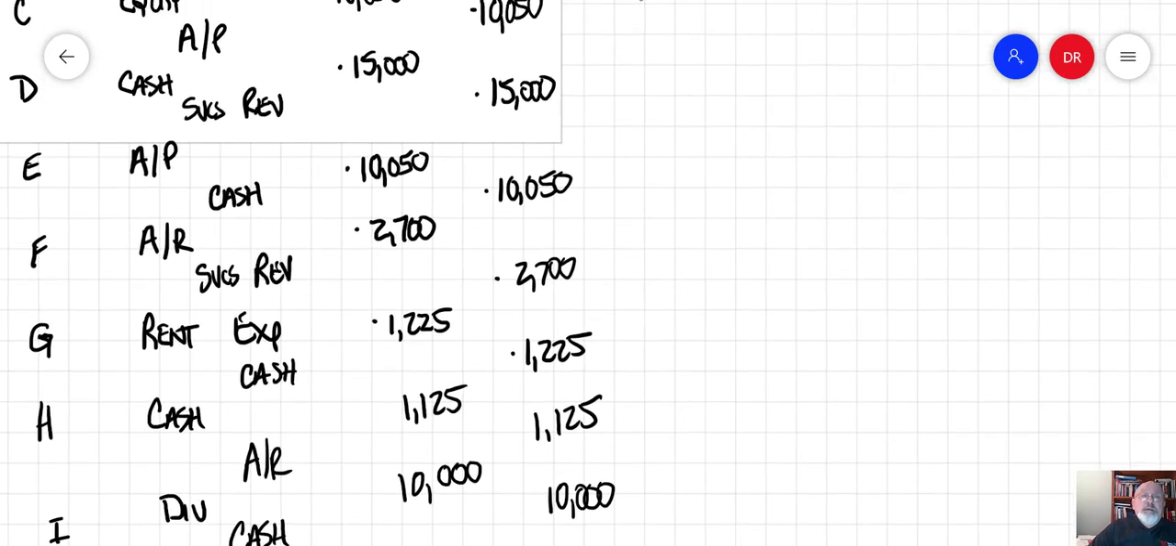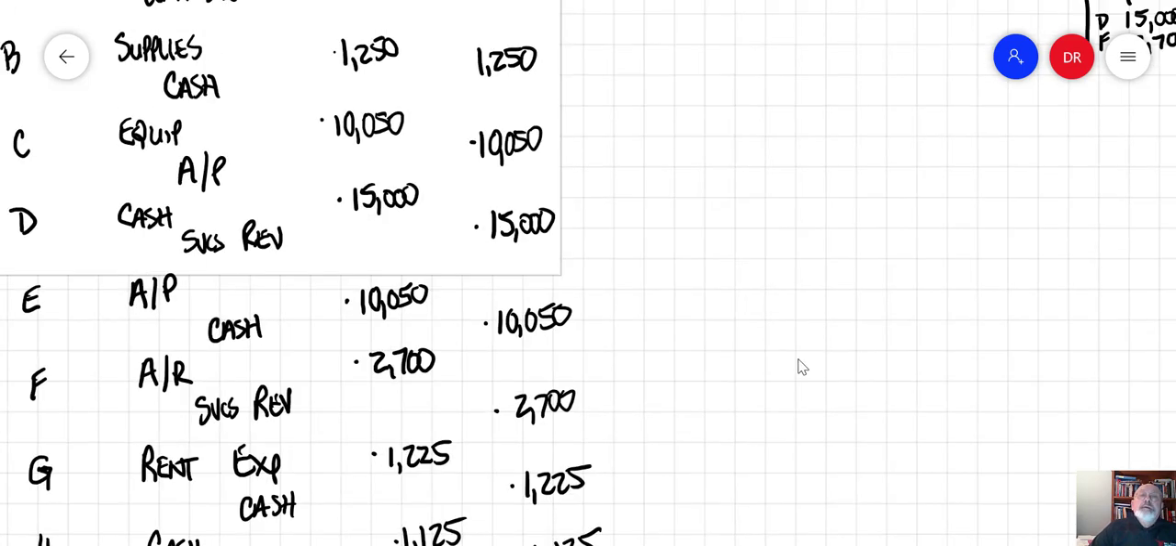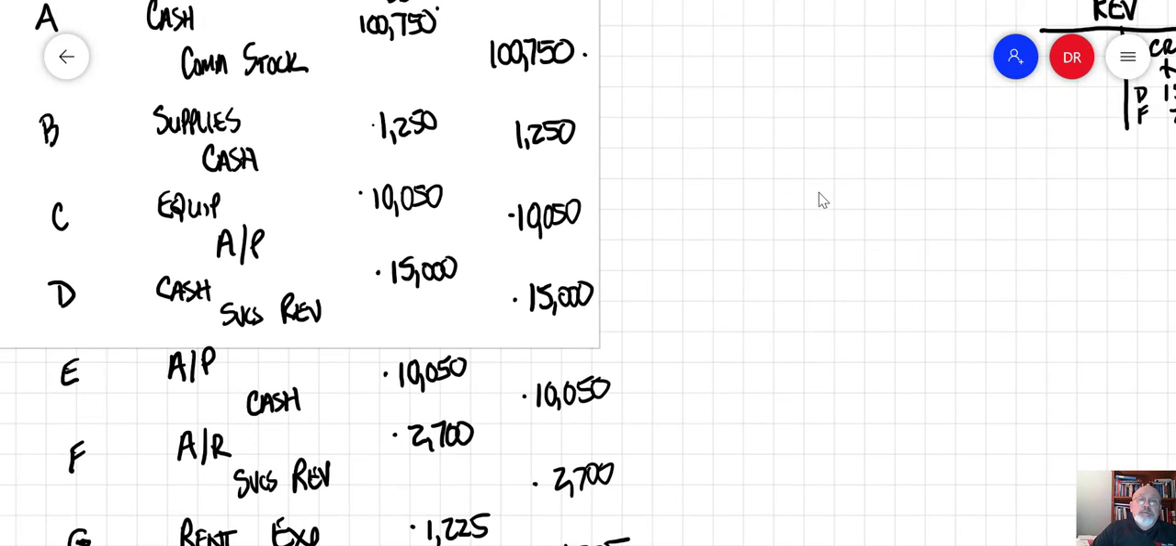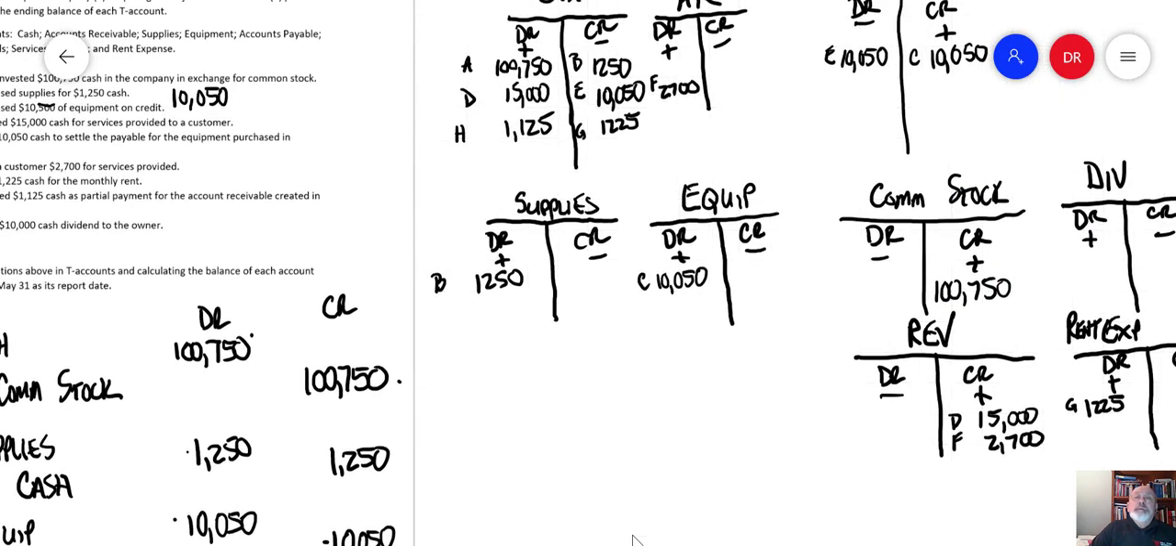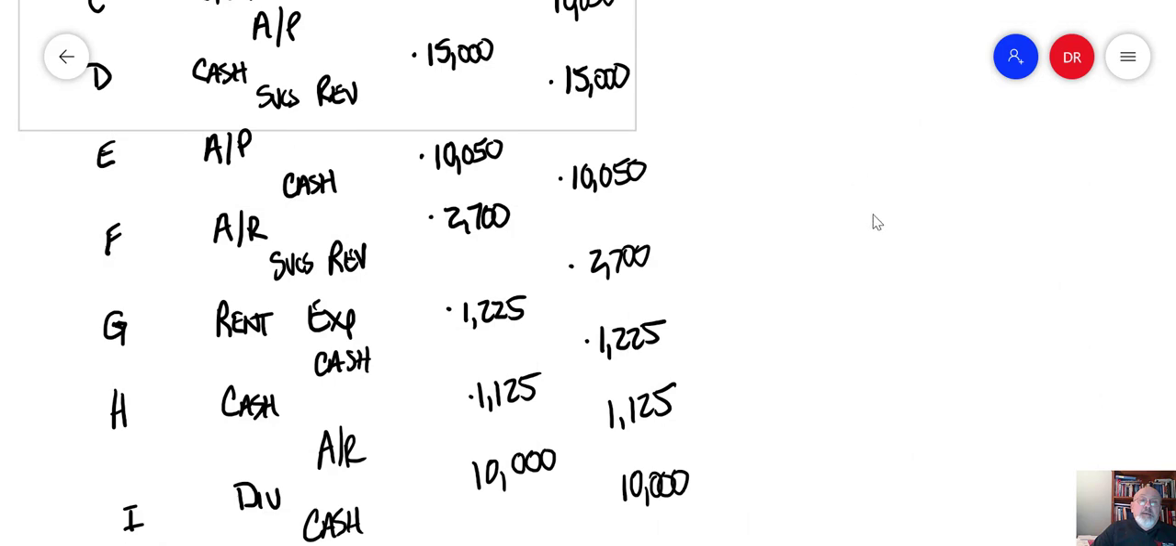All right, letter H, they collected cash. That means the cash increased with a debit of 1,125. So we'll go up to cash here, H, 1,125. And then we'll go over to accounts receivable. With letter H, it'll be the credit of 1,125.